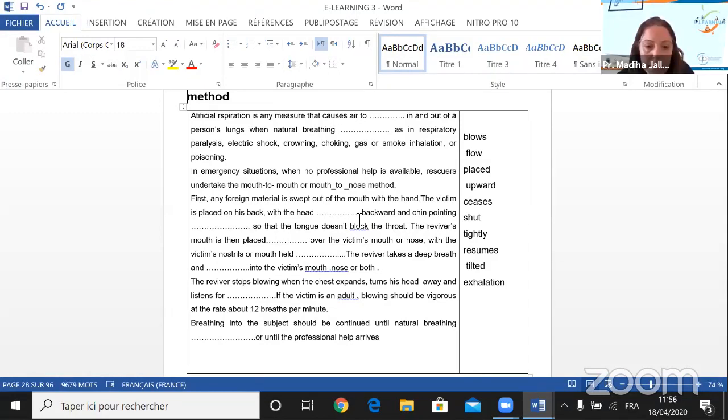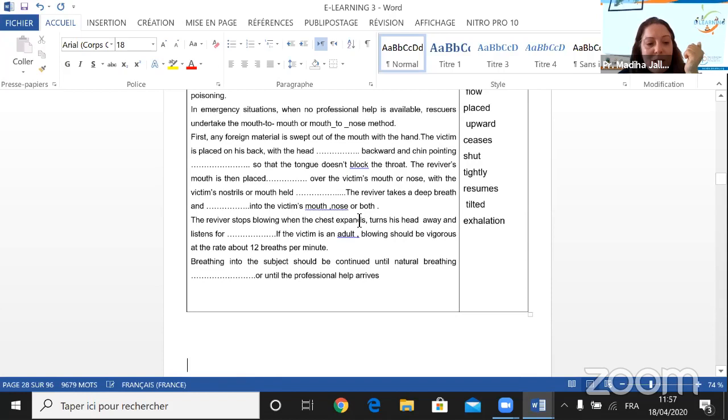If the victim is an adult, blowing should be vigorous at the rate of about 12 breaths per minute. Breathing into the subject should be continued until natural breathing resumes, starts again, or until the professional help arrives. Good, nice. So it is easy to do, and you were excellent, maybe because you were excellent students, not because it was an easy exercise.